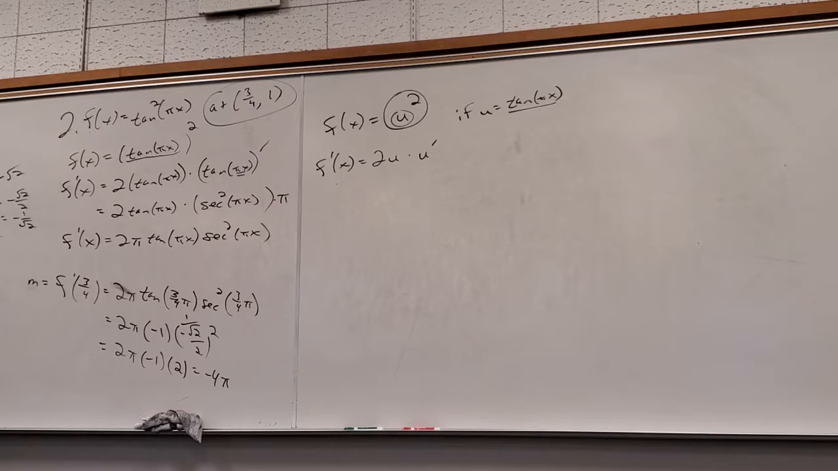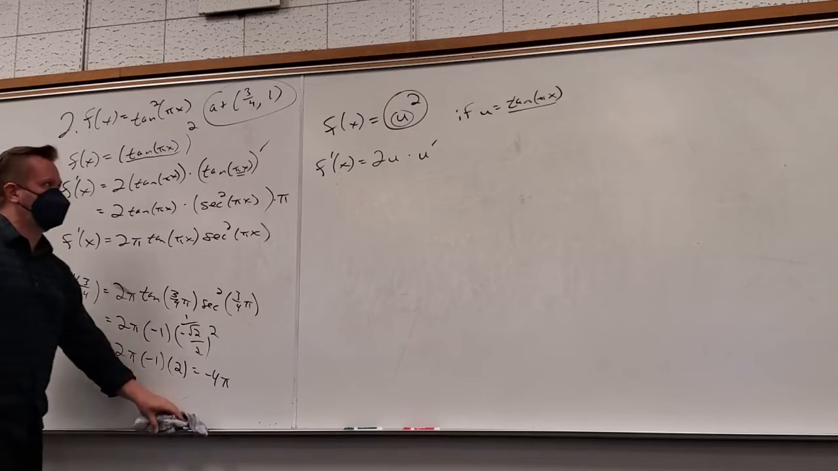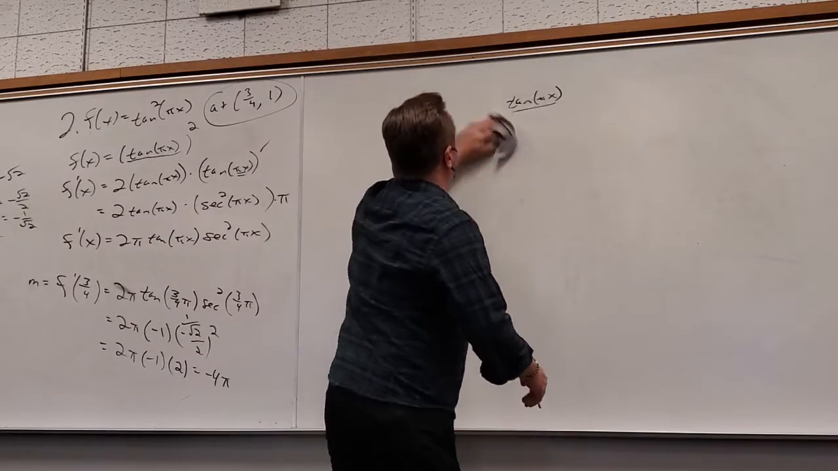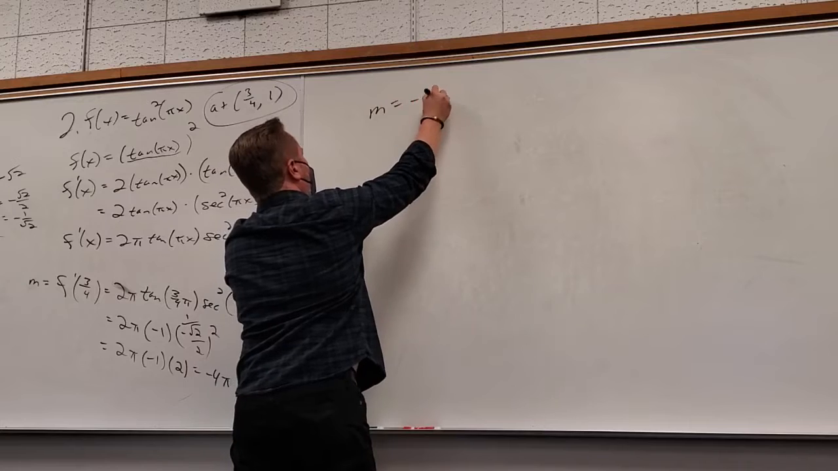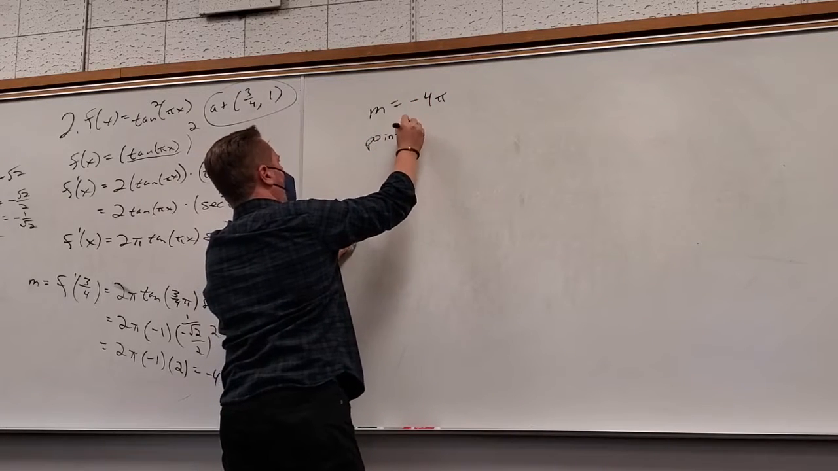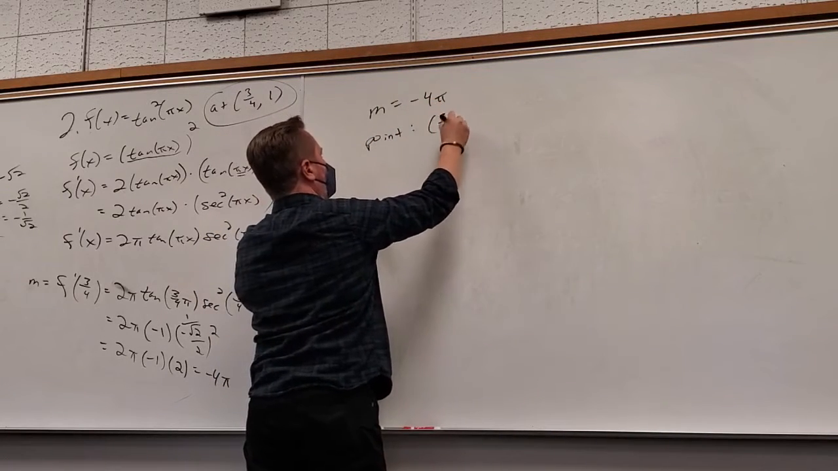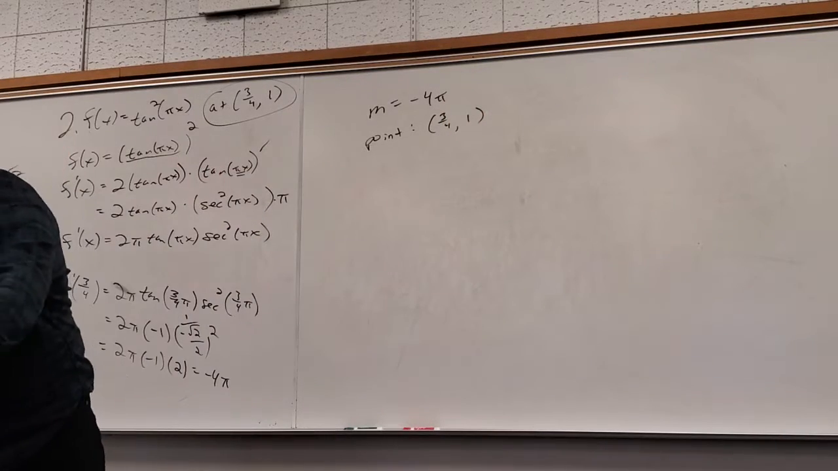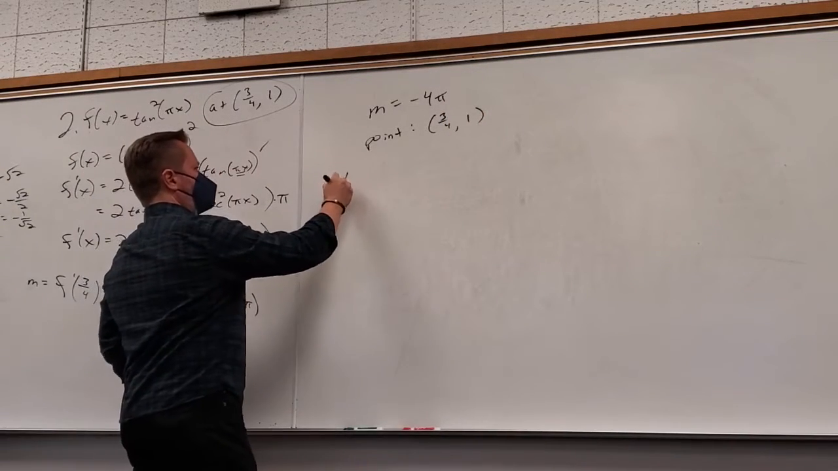You need to be able to do the trig evaluation part of this yourself completely fine, right? You have to. And this just tells me what? The slope. Is that a slope that you hoped to see? No, too bad. It's the slope you got, right? So I know the slope is negative 4 pi. I know the point is 3/4, 1. How do I put together the equation of the line?